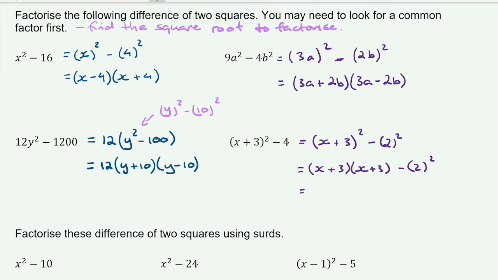So now we get, let's see, we're going to have x plus 3 minus 2 and x plus 3 plus 2. Alright, so we're going to have x plus 1 and x plus 5.